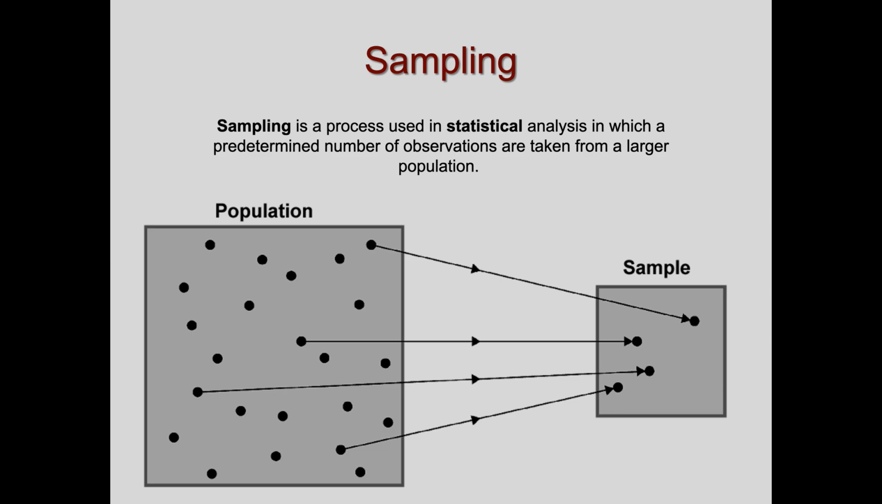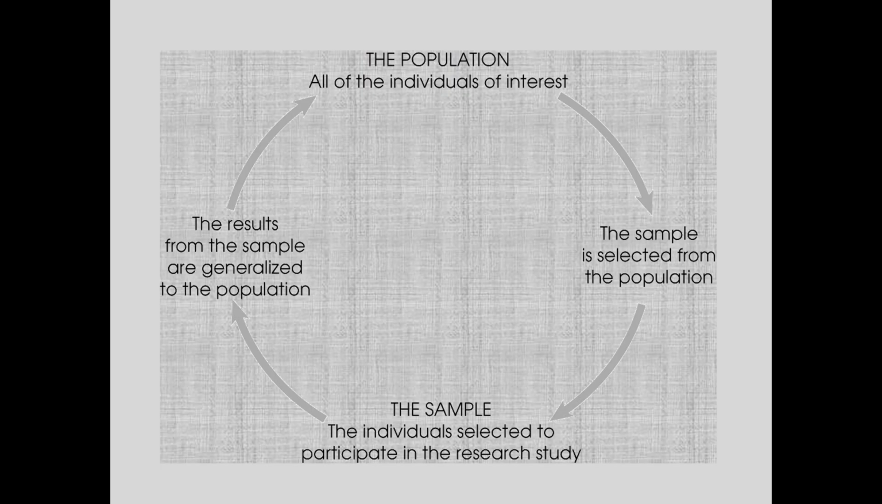In other words, it's a small enough piece that we can manage it and work with it because we don't have the resources to get everybody in the population. So another good chart that shows you what you got going on here. The population is at the head of this. It's all of the individuals that could be of interest. Then you select the sample from the population. They must come from the population. I can't stress that enough. The sample then, it's the individuals that are selected to participate in the research study. These are the only ones who are going to get questions. And then the results from the sample are generalized to the population.